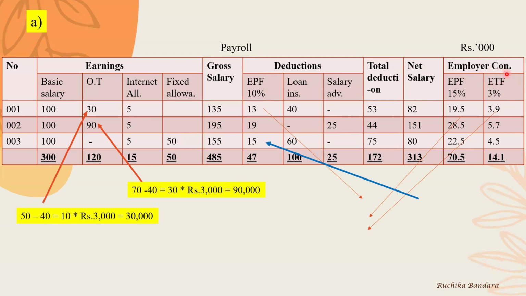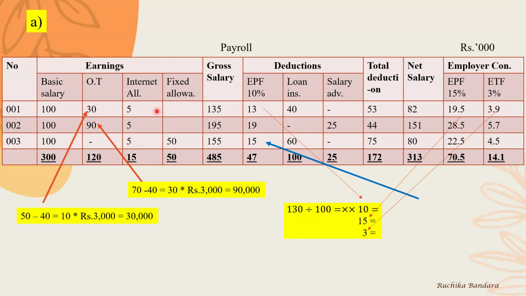All payments except the temporary internet allowance paid for working online are considered in calculation of EPF and ETF. Normally, we take EPF and ETF from our gross salary. But here, they have given a condition. When you take the gross salary, don't consider internet allowance. After that, only you have to take 10%, 15%, and 3%. So except 5, don't straight away take it from the gross salary, get it from here. 130 into 10% into 15% into 3%.